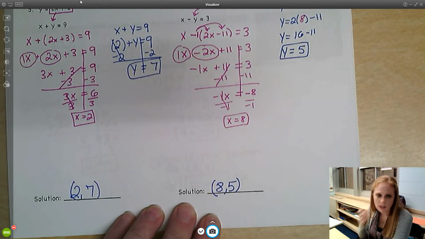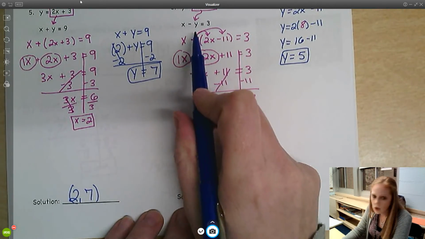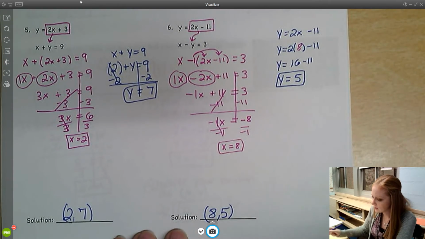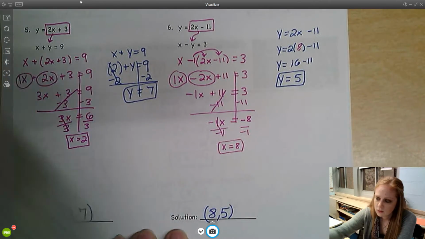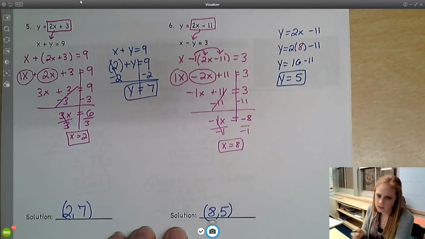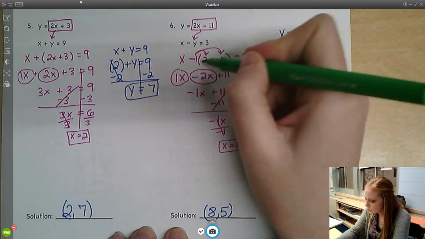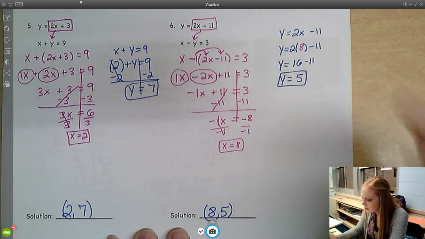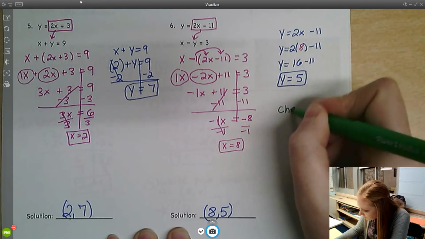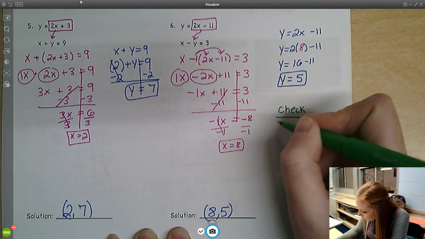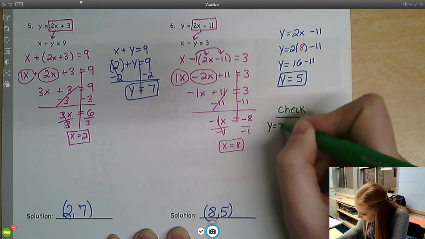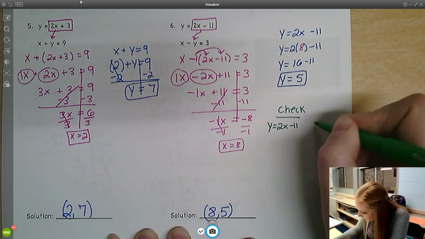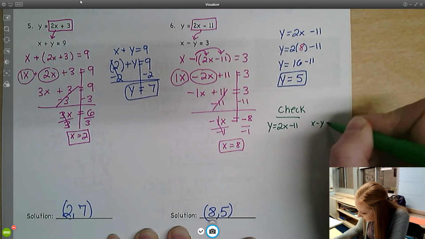This one was a little bit tricky. Maybe I wasn't so sure what was going on with this minus sign, so I'm going to check this one. Right, so this should be the thought process. If this one was a little harder for you, maybe you got confused with that minus sign there with the distributing, we can check it. Rewrite both equations. So y equals 2x minus 11, and then x minus y equals 3.